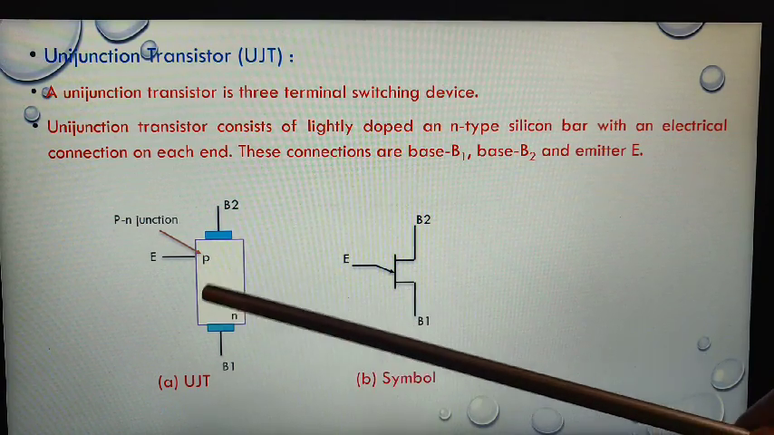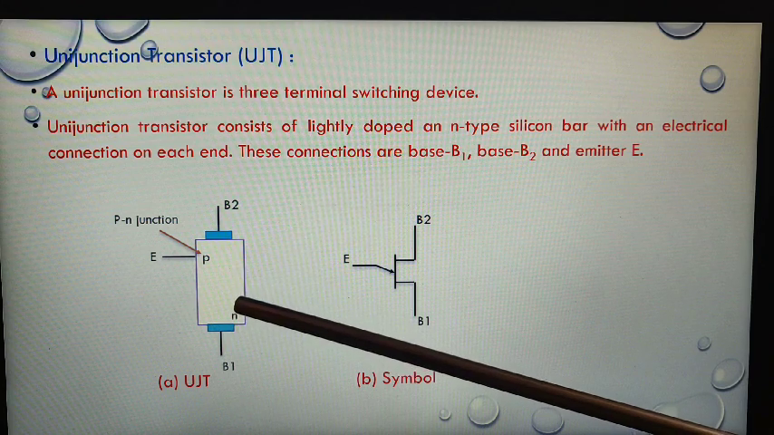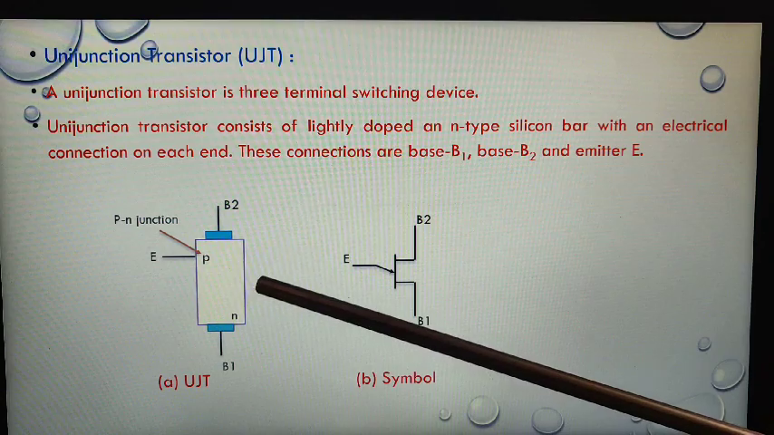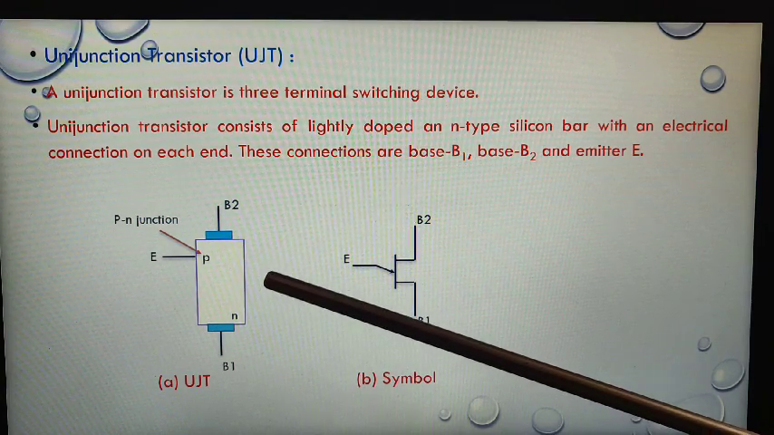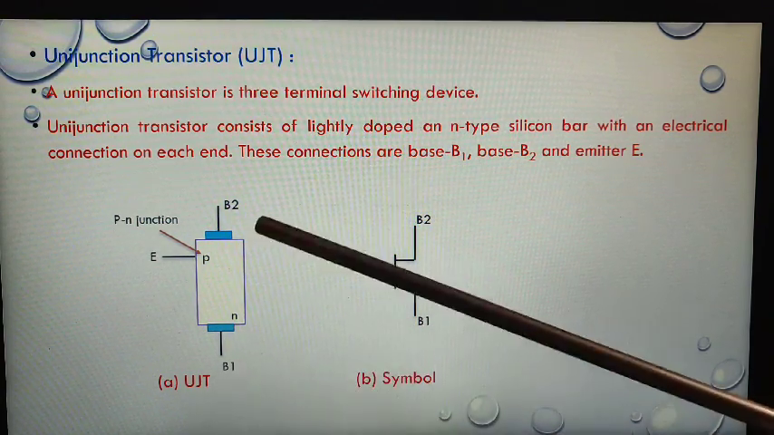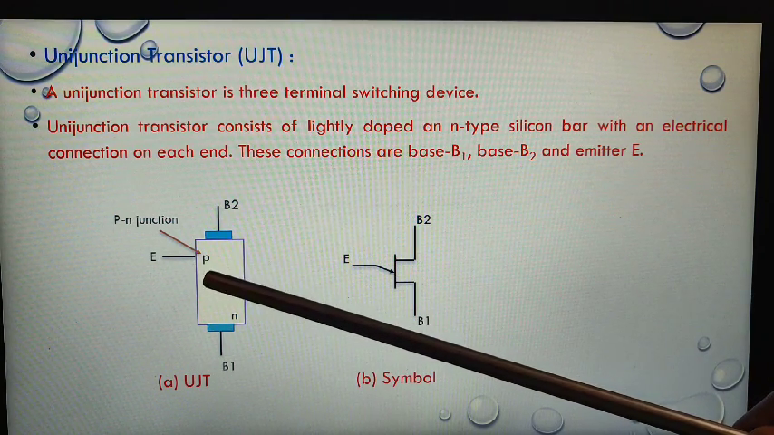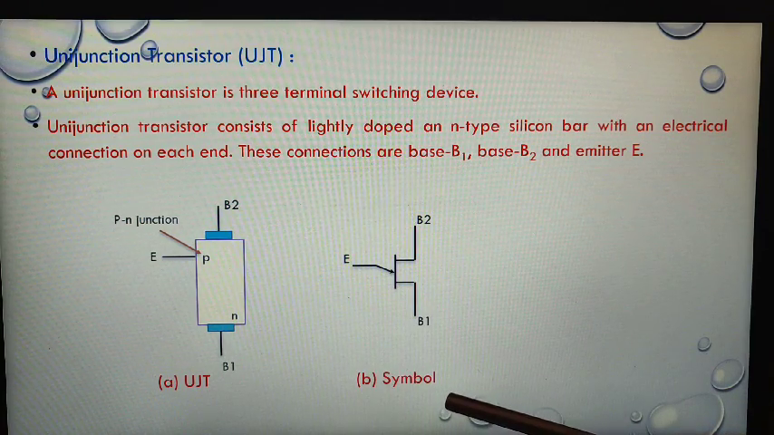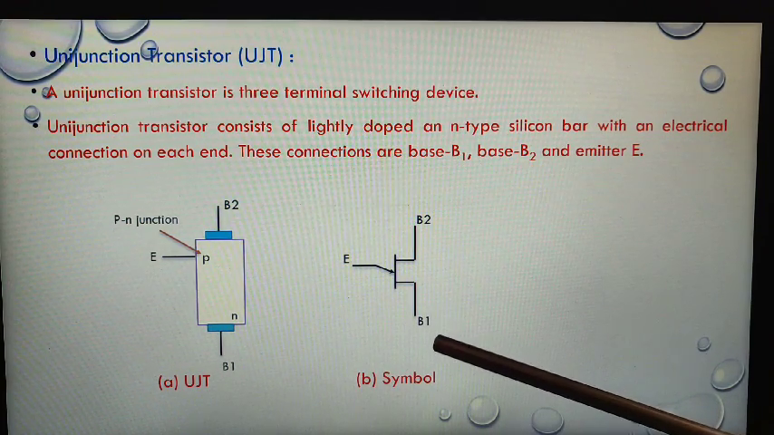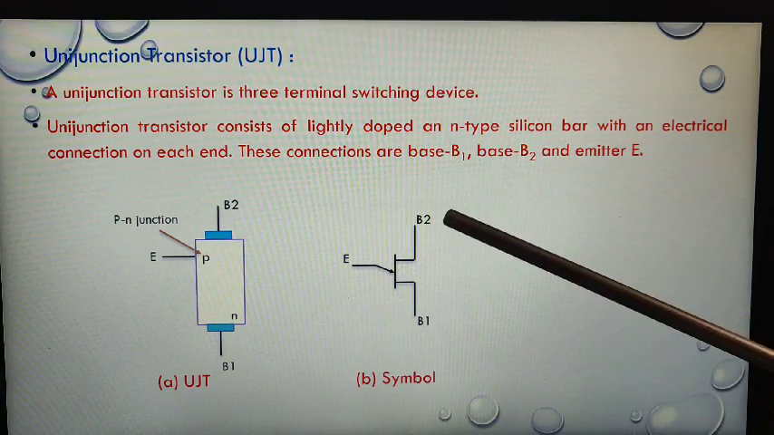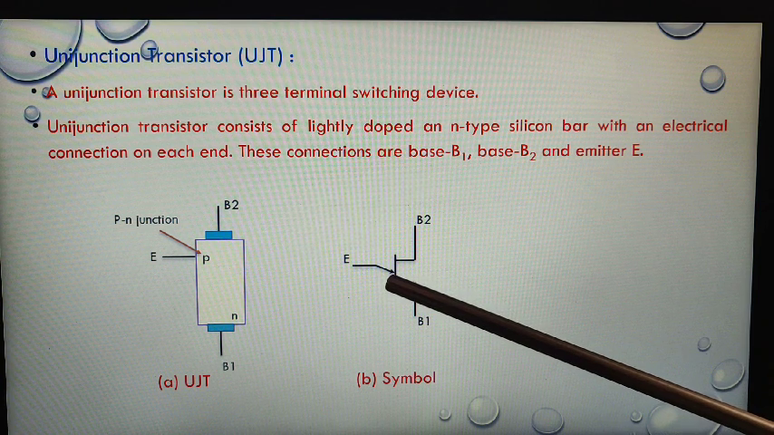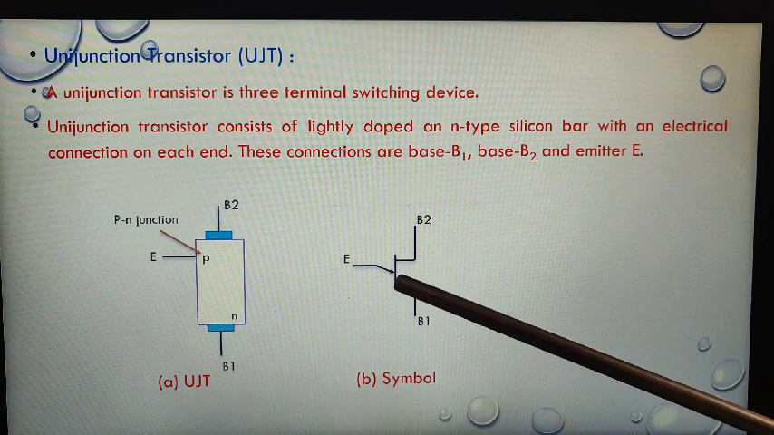This is the silicon bar, which is highly doped with N-type material, and this silicon bar has three terminals: base B1, base B2 and emitter E. And this is the symbol of UJT. Lower terminal B1, upper terminal B2, and this is the emitter, on which the arrow is pointed inward.